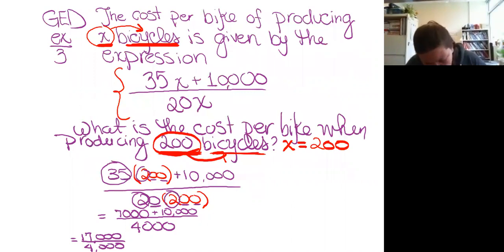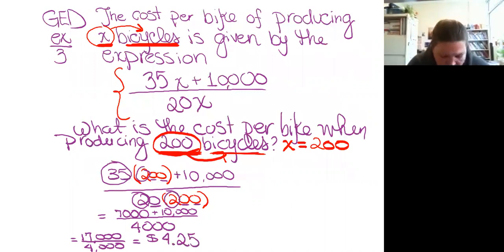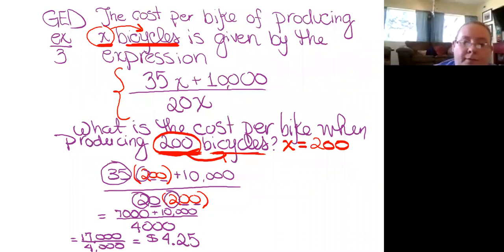And I get a really cheap cost for producing a bicycle. Apparently Kate wrote a crappy formula, but out of my calculator, I got 4.25. And I know we're talking costs, so I put a dollar sign in front of that, $4.25. Are you cool with that? Mm-hmm. Not too bad, is it?